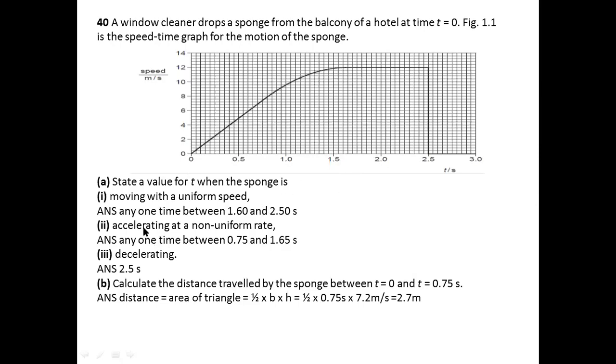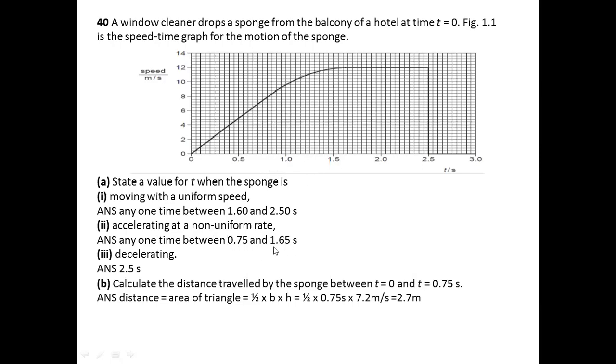2.5. Next part, state the time when it is accelerating at a non-uniform rate. So it is from 0.75 seconds to 1.65 seconds. When we have a curve, this shows that we have non-uniform acceleration. And this is taking place from which time interval to which time interval?